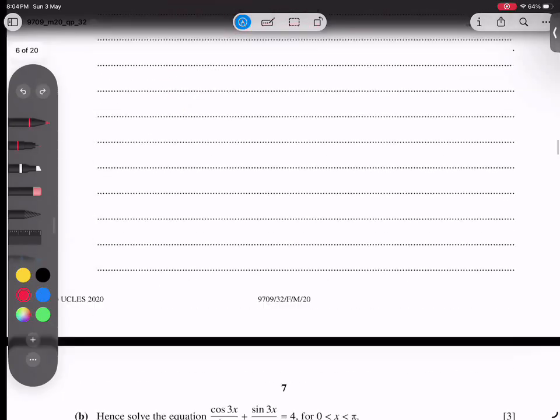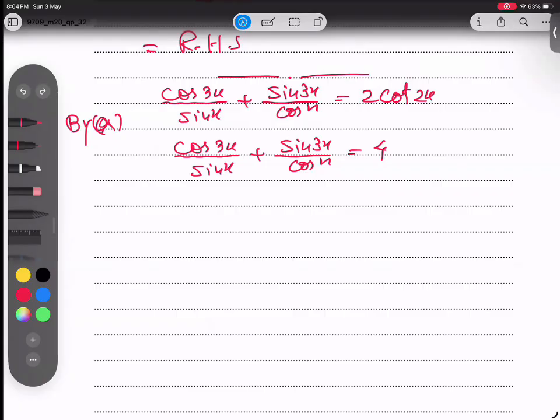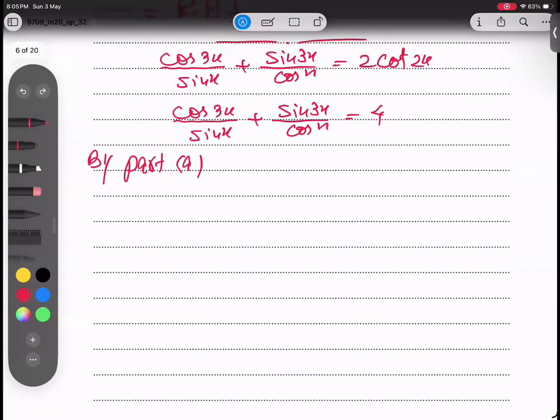Let me copy the lower equation also. In this question we have part B equal to 4, and right here by part A. So you know very well, students, because this is a full match, this will be completely copied in its place. So I'm replacing it by part A. So I completely remove this and copy this one. So I can say here 2 cot 2x equal to 4.